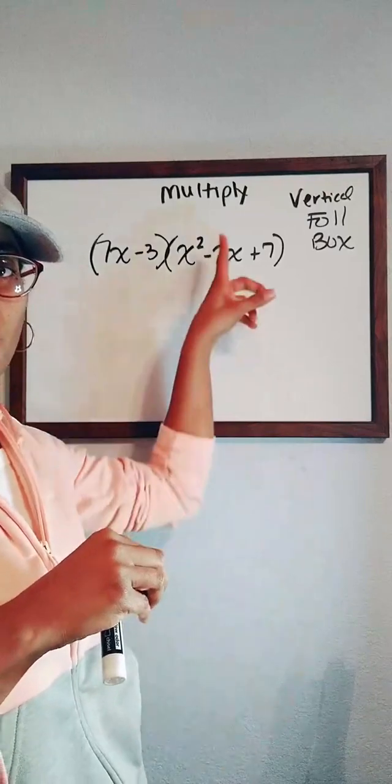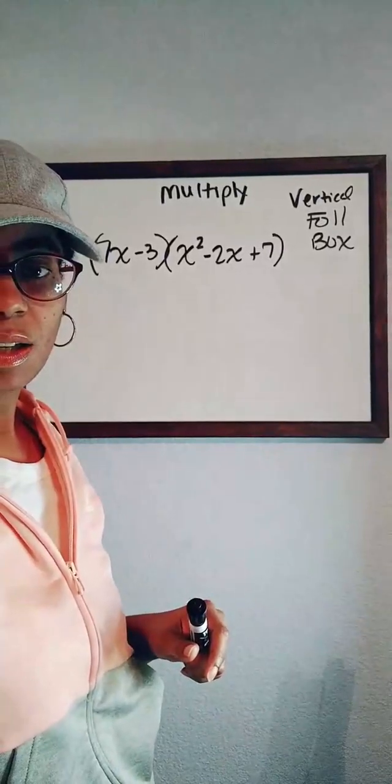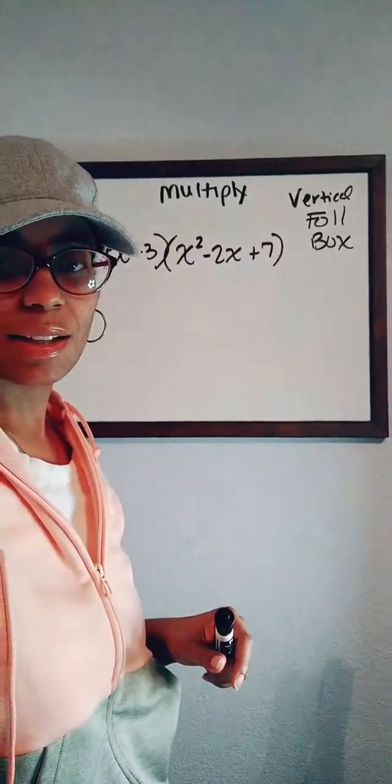What's y'all's favorite way? Vertical, FOIL, or box? I think I can put a poll up, can't I? Let me see. I can.